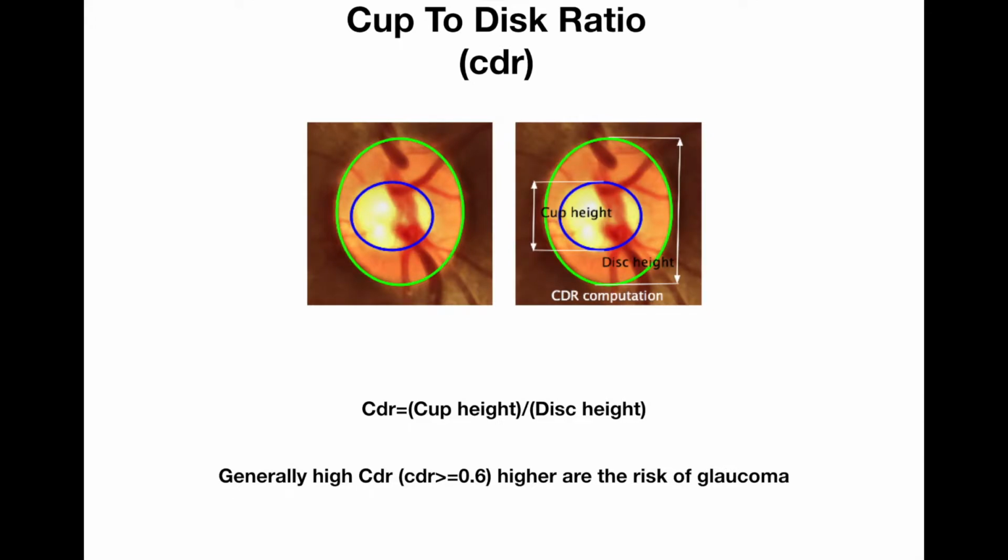Cup to disc ratio is important for the diagnosis of glaucoma. The cup height, as shown in the image, is the height of the blue boundary, and the disc height is the height of the yellow boundary. Cup to disc ratio is the ratio of cup's height to the disc height. Generally, the higher the CDR, the higher the risk of glaucoma.